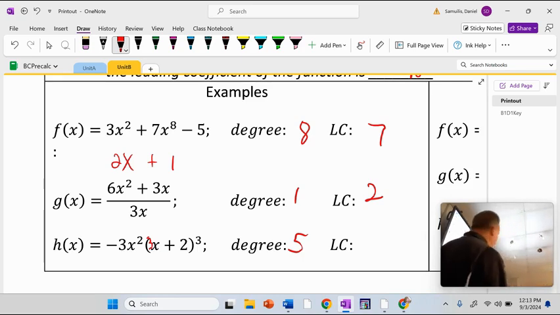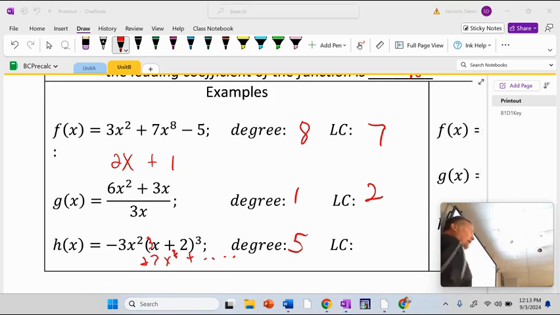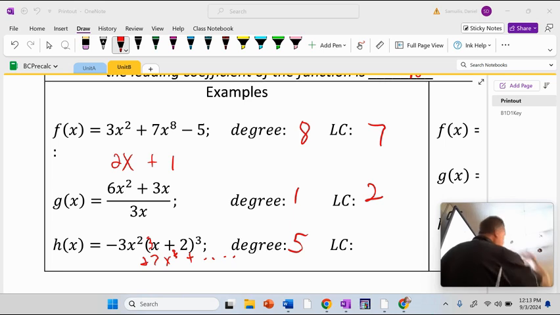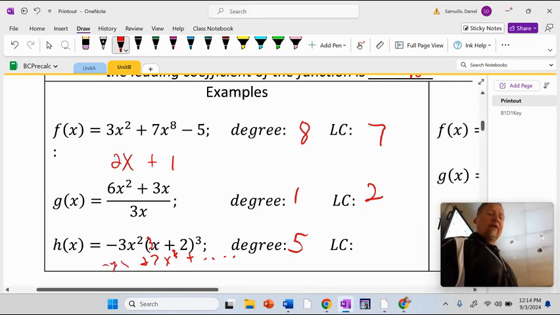Because if I foiled 3x plus 2 three times, you would get a leading coefficient of 27x to the third plus a bunch of stuff. And you've got to be able to do this. You don't actually multiply it out, but to get the leading coefficient, you'd have to think about what would happen if I multiplied it out, which is 3x times 3x times 3x, and then multiply by -3. So it'd be negative 81x to the fifth if I did that.